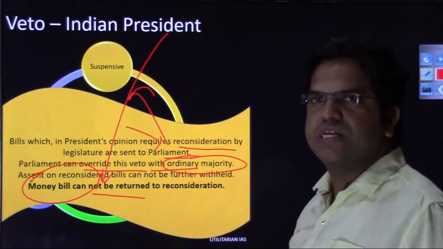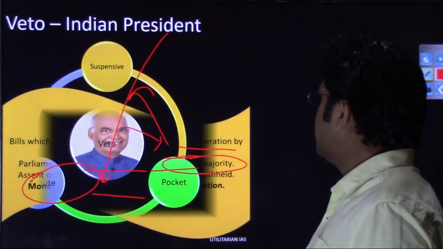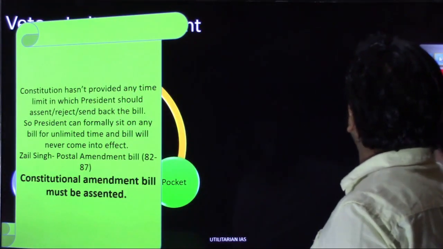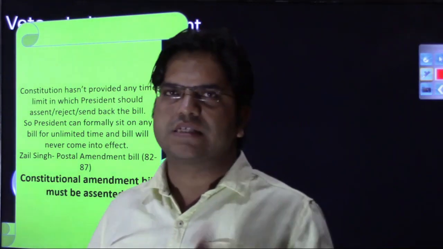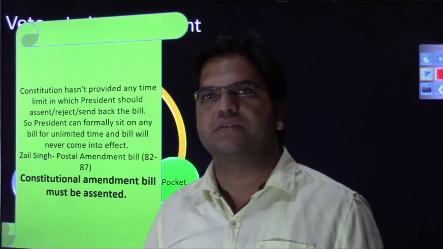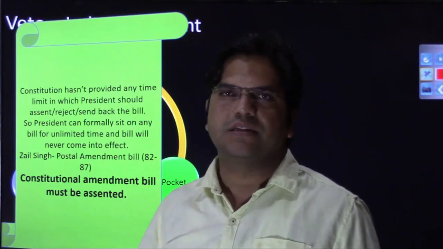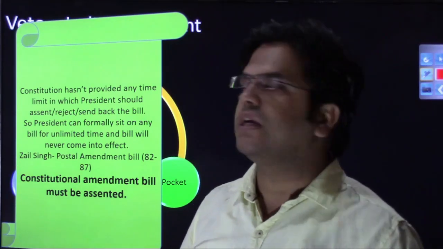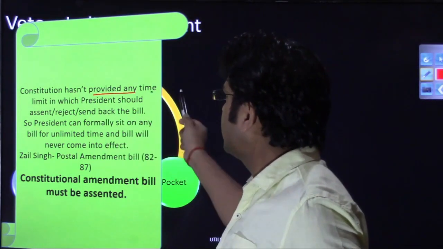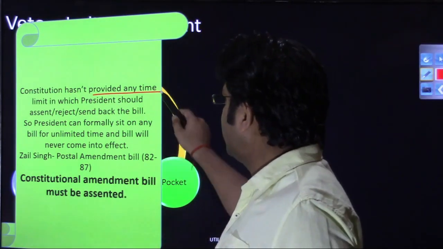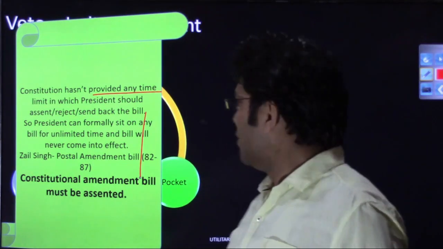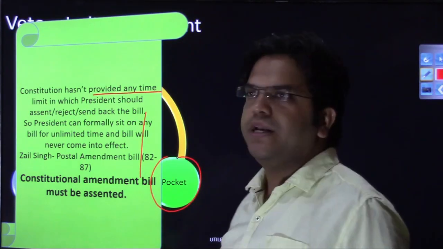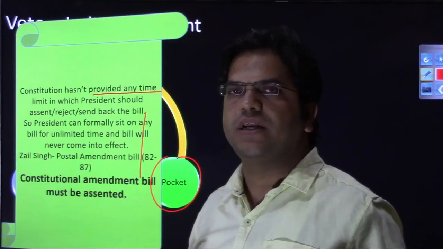So I hope two vetoes have been explained and understood as well. Let us move to the next slide and discuss the pocket veto. If you remember, while discussing the US Constitution and the US president's veto power, we discussed that there is a time limit in which the US president will have to exercise the veto power. He will have to declare his intent, but that is not the case here. That is a gray area, and it is in this gray area that the president of India exercises the pocket veto. The Indian Constitution has not mentioned any time limit in which the president has to declare his intent.